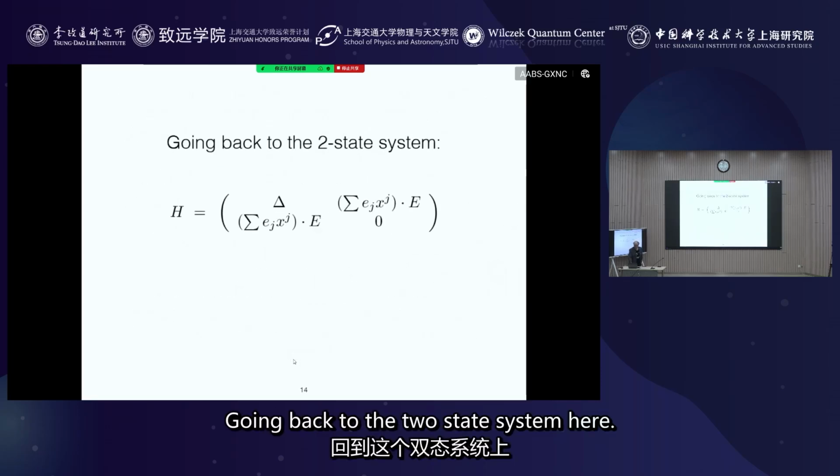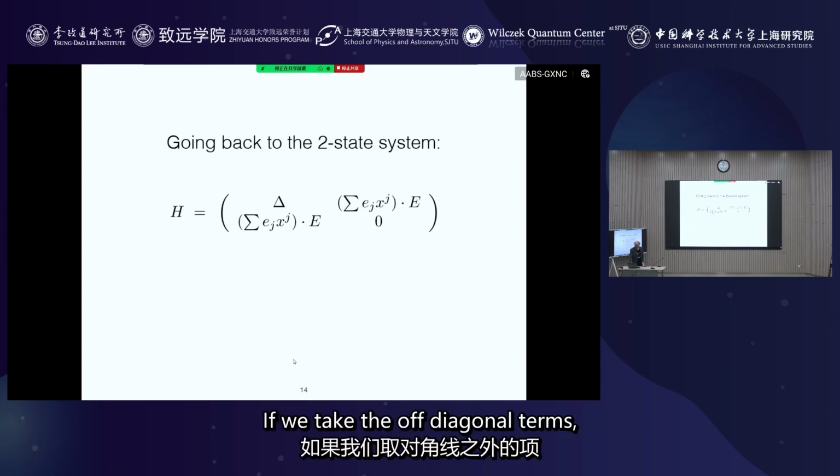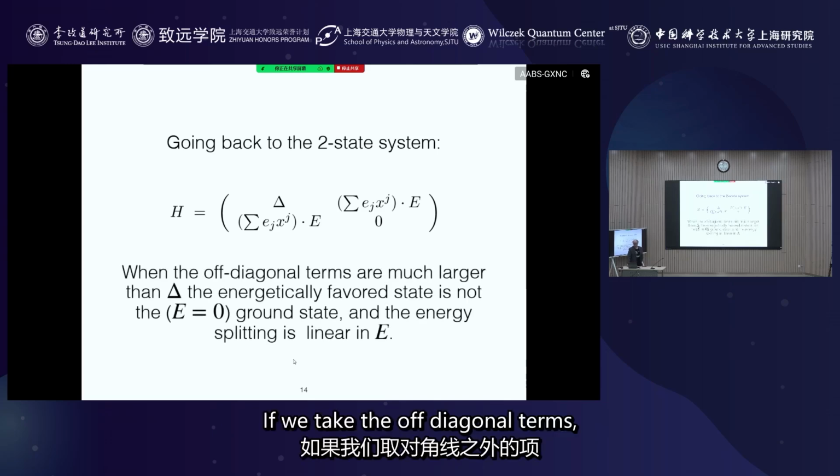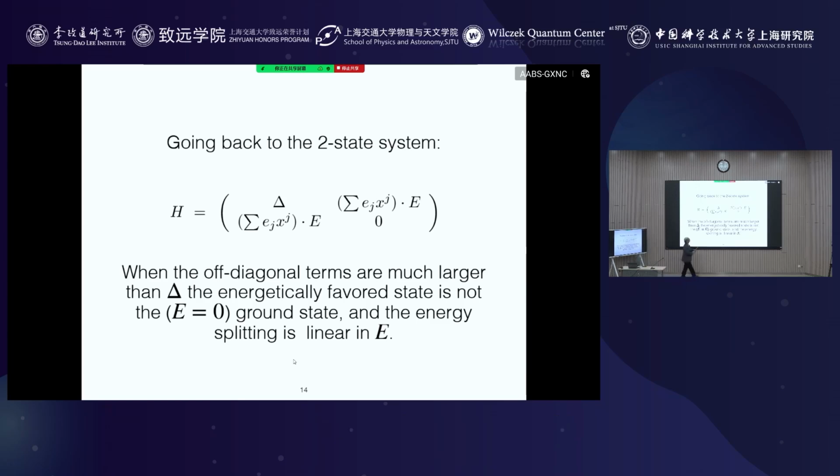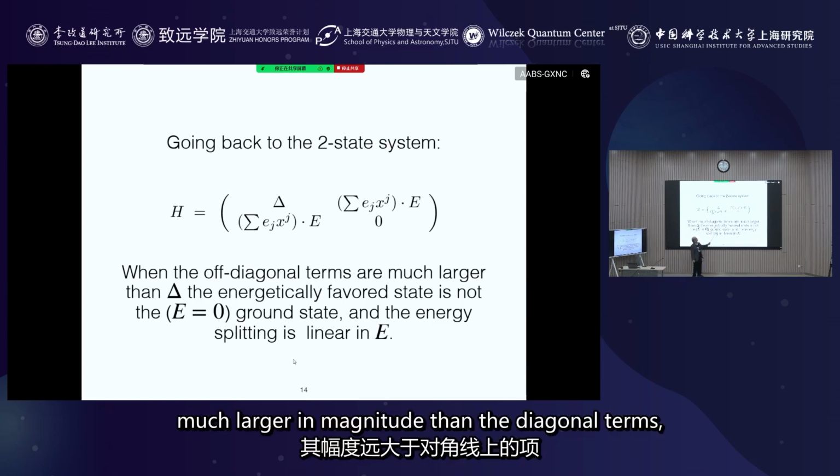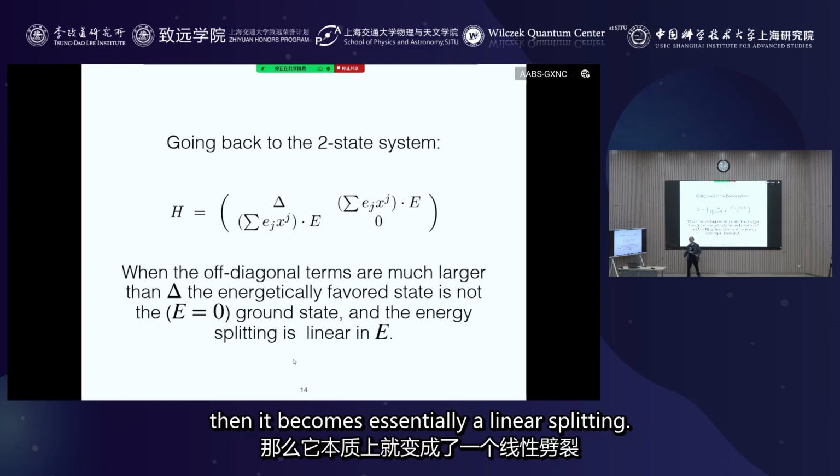So going back to the two-state system here, if we take the off-diagonal terms much larger in magnitude than the diagonal terms, then it becomes essentially a linear splitting.